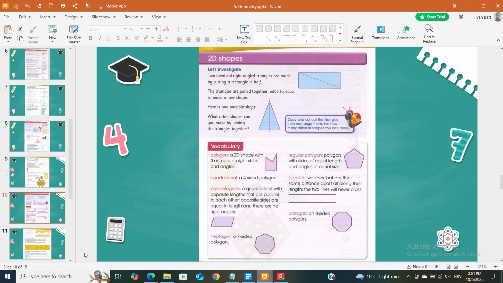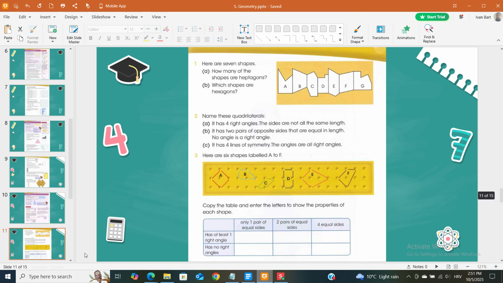Regular polygon. A polygon with sides of equal length and angles of equal size. Quadrilateral. A 4-sided polygon. Parallel. 2 lines that are the same distance apart all along their length. The 2 lines will never cross. Parallelogram. A quadrilateral with opposite sides that are parallel to each other. Opposite sides are equal in length and there are no right angles. Octagon. An 8-sided polygon. Heptagon. A 7-sided polygon.